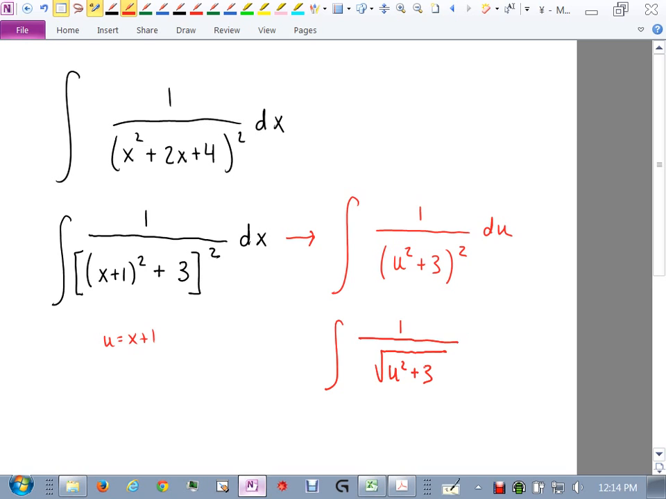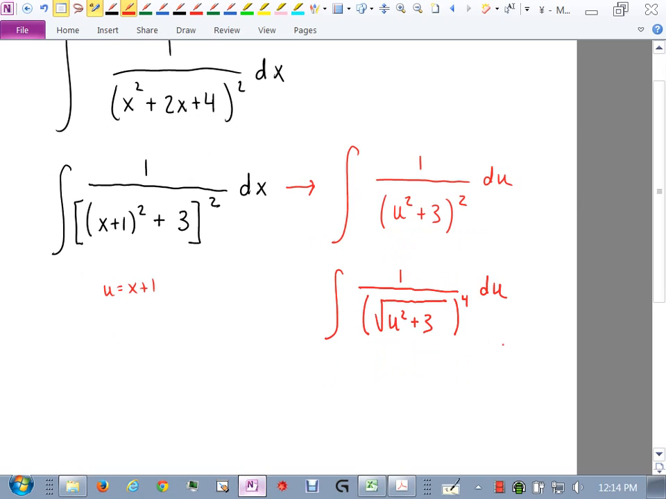But that's not what we have, right? But we do have it. If you raise it to the 4th power, that is exactly what we have, isn't it? If you take a square root and raise it to the 4th power, that's the same as this. This is a hidden trig substitution problem right here.